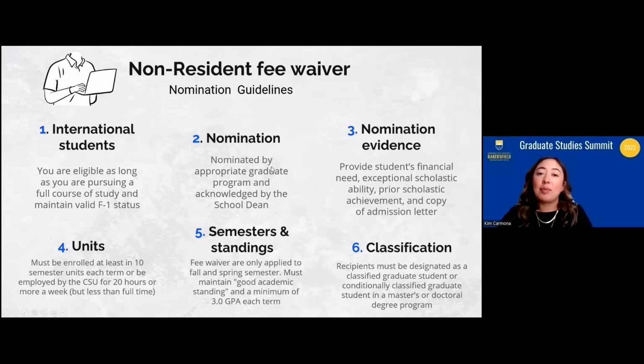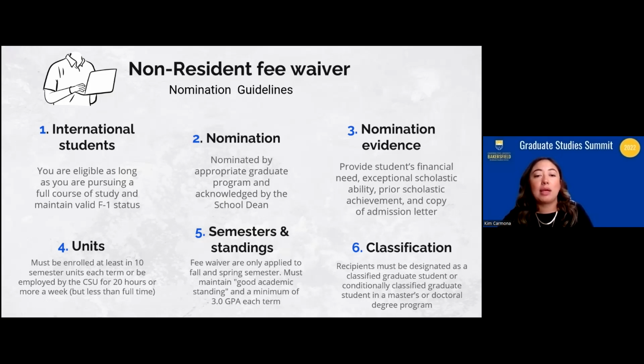You have to be nominated by an appropriate graduate program and acknowledged by the school dean. Number 3, nomination evidence. You would have to provide the student's financial need, exceptional scholastic ability, prior scholastic achievement, and a copy of your admission letter from the graduate program. Number 4, must be enrolled in at least 10 semester units each term or be employed by the CSU for 20 hours or more a week.